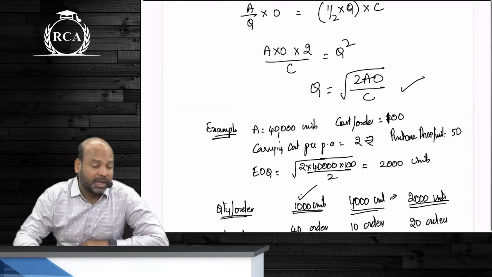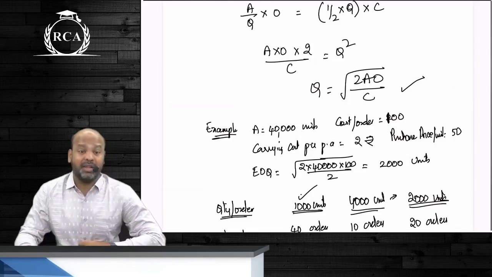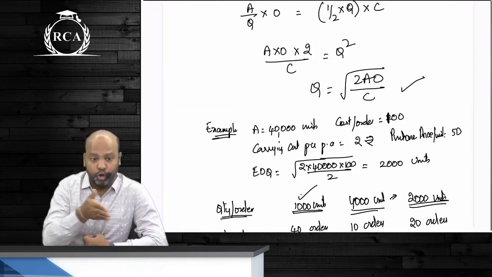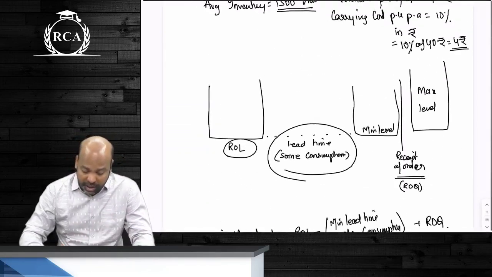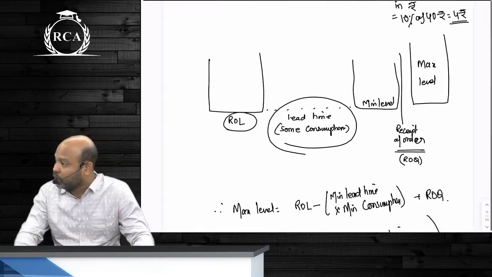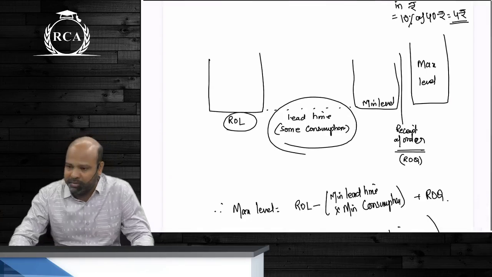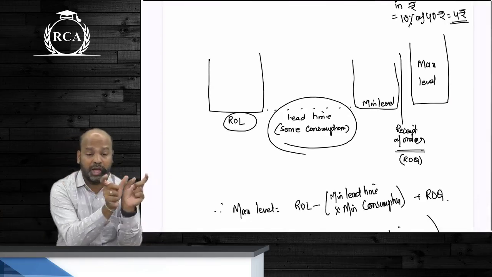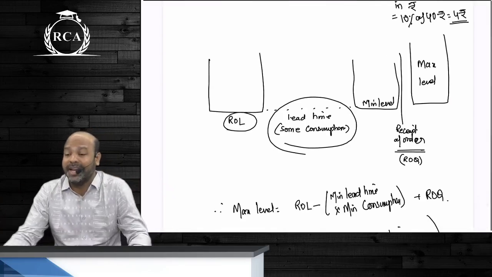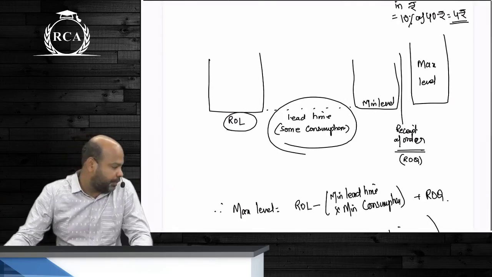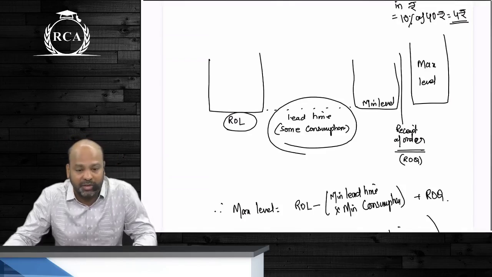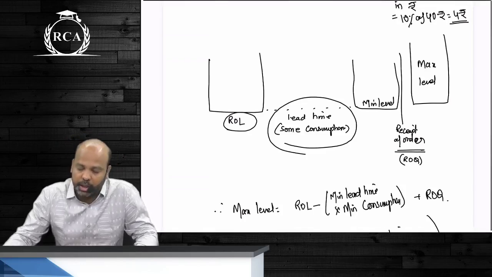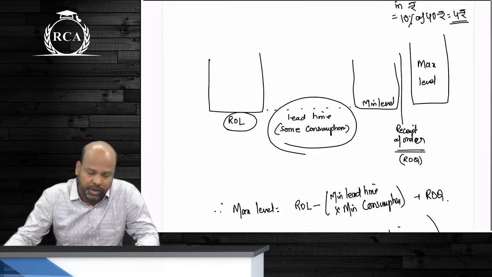We did maximum level, minimum level. Minimum level is the level of inventory that you will have just before you receive an order. Maximum level is the level of inventory that you will have after an order is received. So to arrive at minimum level, from reorder level, you should deduct whatever you have consumed during the lead time. Here we do not consider the worst possible scenario, we do it on a normal basis. That is why minimum level is reorder level minus normal lead time into normal consumption.